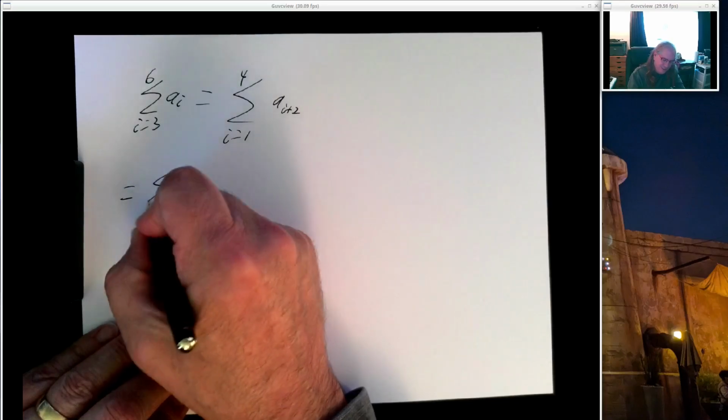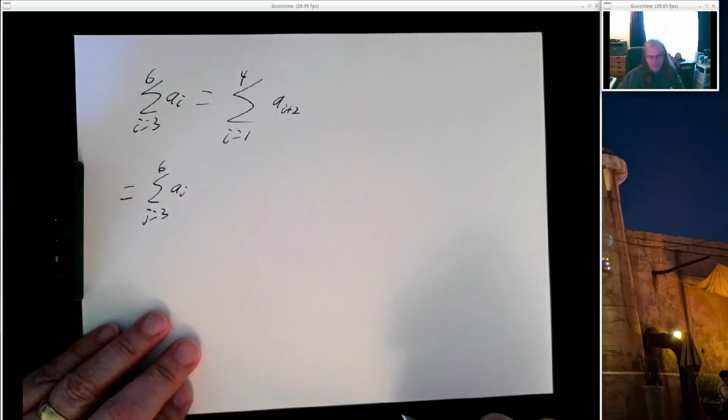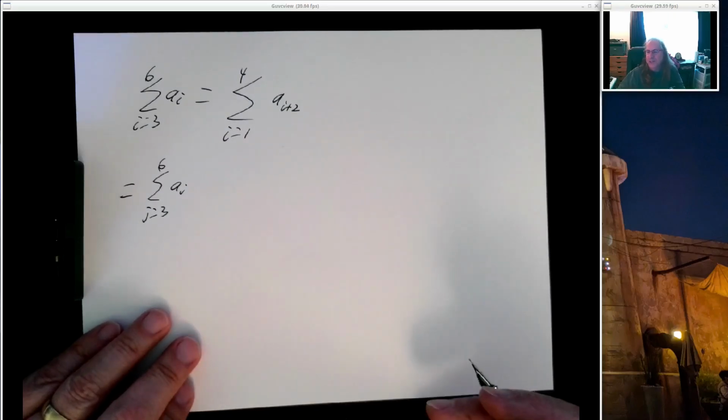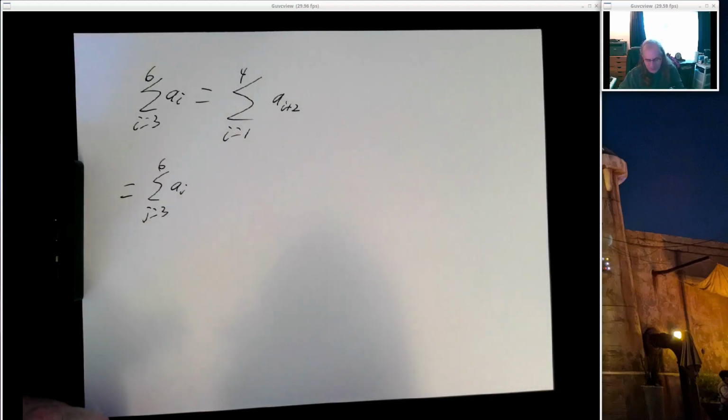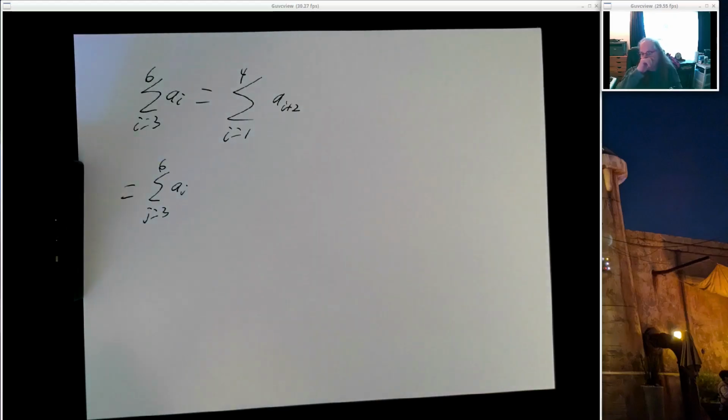This is also the sum from j equals 3 to 6 of a_j. That's just j equals 3 instead of i. Doesn't matter what we call the variable, right? Same thing here. It doesn't matter what the variable is. It's almost kind of like a placeholder of some sort.